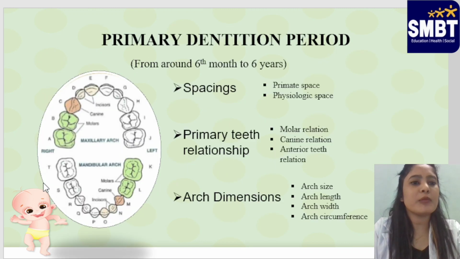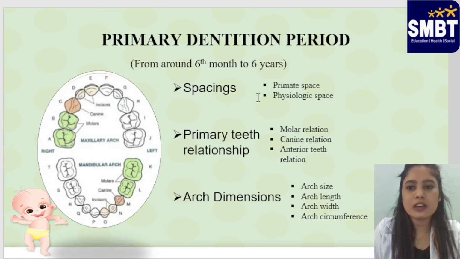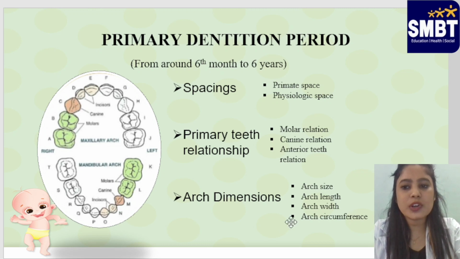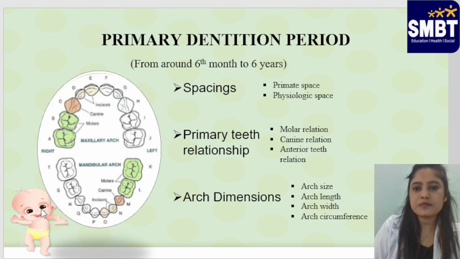Now comes the primary dentition. Here we are going to discuss spacing. Delabarre was the first person to discover the spacing which exists in the primary dentition. Two types of spacing we are going to see, that is primate spaces and physiologic spaces. In primary teeth relationship, we will talk about molar relationship, canine relationship and anterior teeth relationship. In arch dimension, we are going to discuss arch size, arch length, arch width and arch circumference.